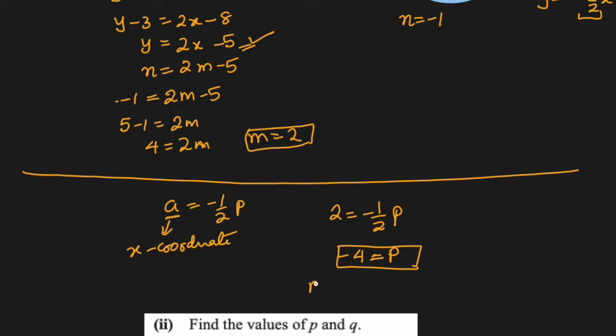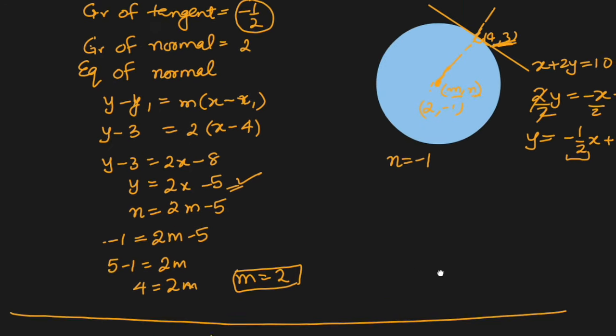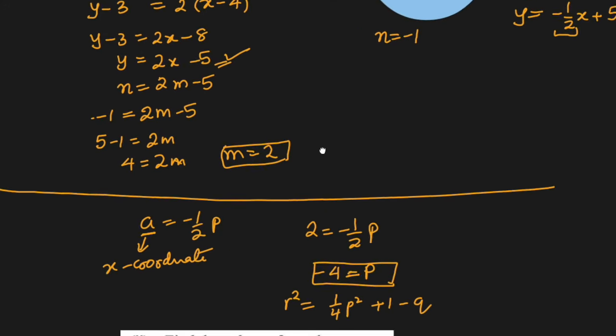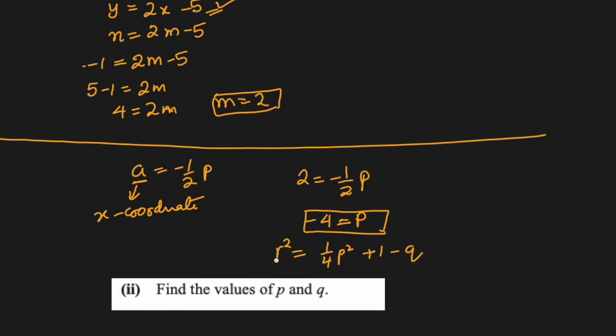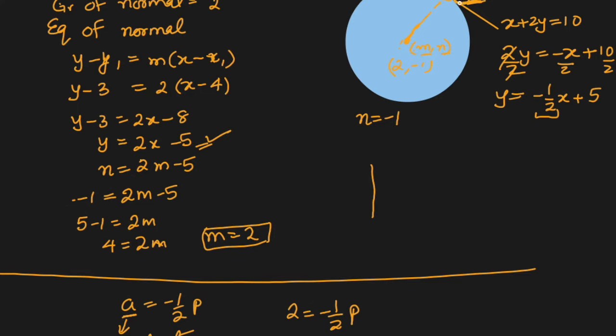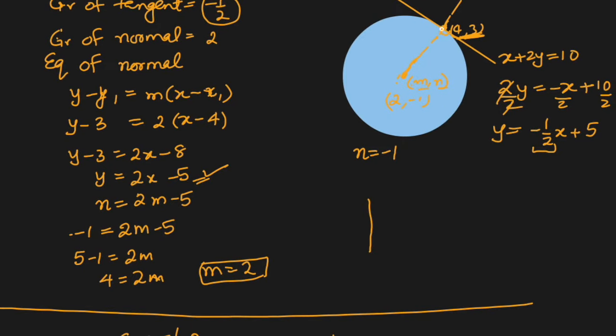Now R square was equal to what was that? 1 over 4 P square plus 1 minus Q. As far as I remember, 1 over 4 P square plus 1 minus Q. Okay, and we have to find Q. If we find somehow the radius, we can find Q also. So let's find the radius from here. So we know 4, 3 is a point at the circumference. 2, minus 1 is the center. We can easily find the radius now by the distance formula.